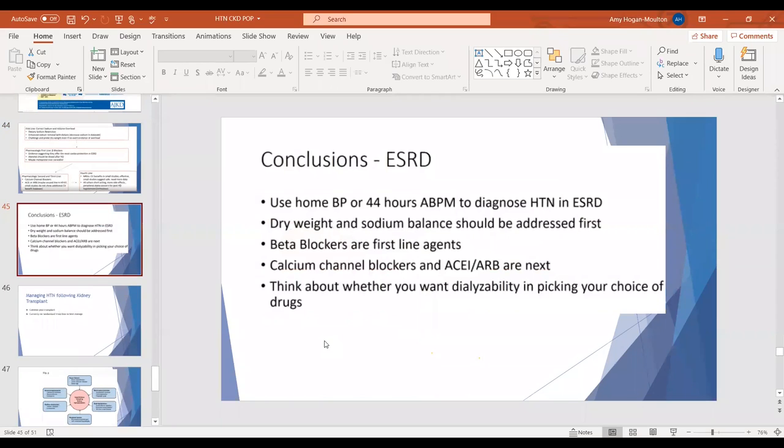So, conclusion in the ESRD population: if they're able to use a home blood pressure cuff, that's great. An ambulatory blood pressure to diagnose it would be more gold standard for all the nephrologists that are listening. We are not able to do that, though we probably will be able to in the future. The dry weight and sodium is a big deal, and that involves a lot of communication. There's some data that says beta blockers are first line primarily because of cardiac events. We put on ACEs pretty often also, some calcium channel blockers. Norvasc gets used a lot around here, Procardia sometimes. And then be careful that we're not dialyzing the drug back off again.